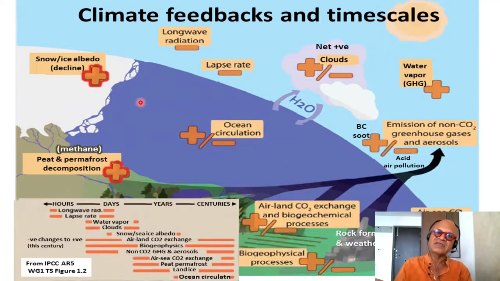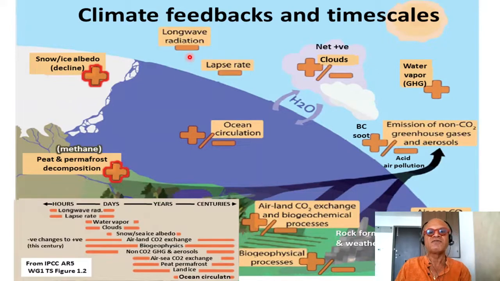But we saw that there is an asymmetry in this ice albedo feedback because growth of glacier is slower and slower. Methane from peat and permafrost decomposition is a positive feedback, because as peat and permafrost decompose and release methane, methane is a very strong greenhouse gas. It's going to increase the warming and further drive the thawing of permafrost and peat.